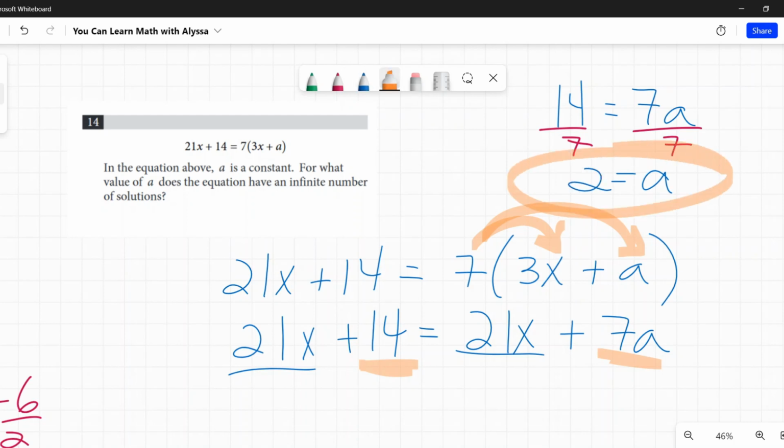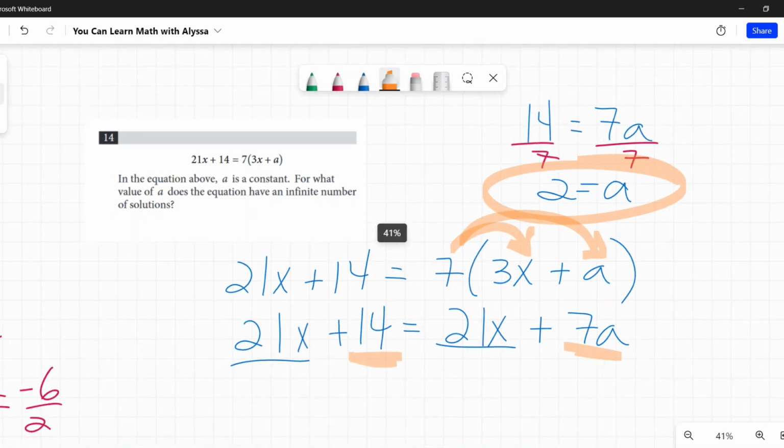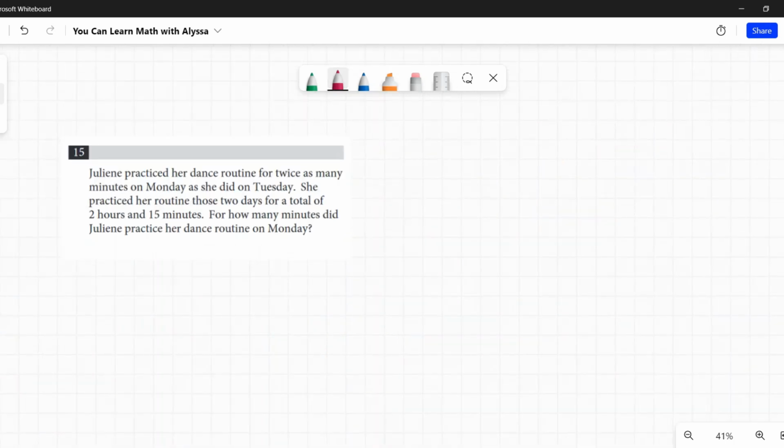A needs to be 2 for this to have an infinite number of solutions. Number 15. Julianne practiced her dance routine for twice as many minutes on Monday as she did on Tuesday. She practiced her routine those 2 days for a total of 2 hours and 15 minutes. How many minutes did Julianne practice her dance routine on Monday?